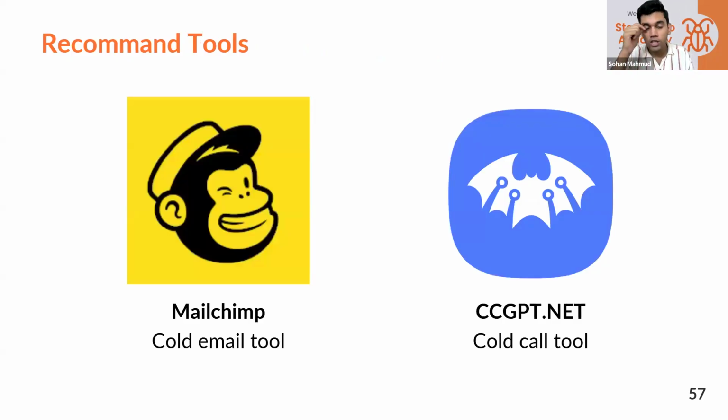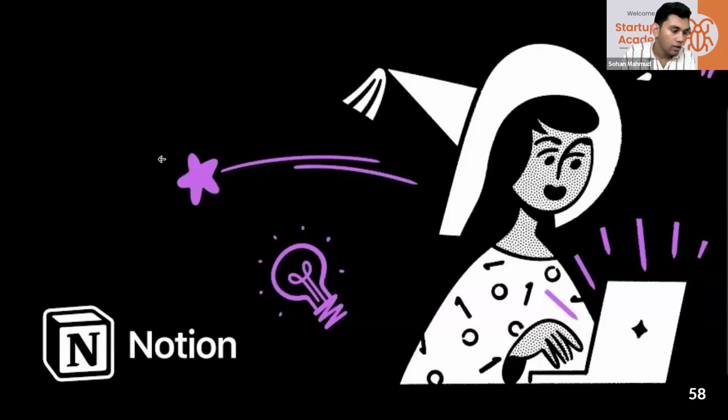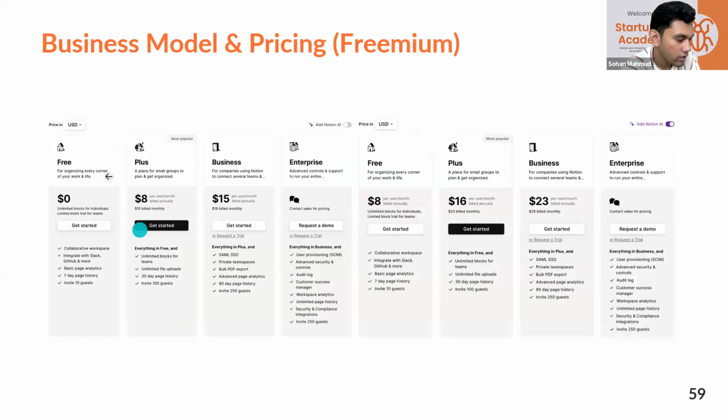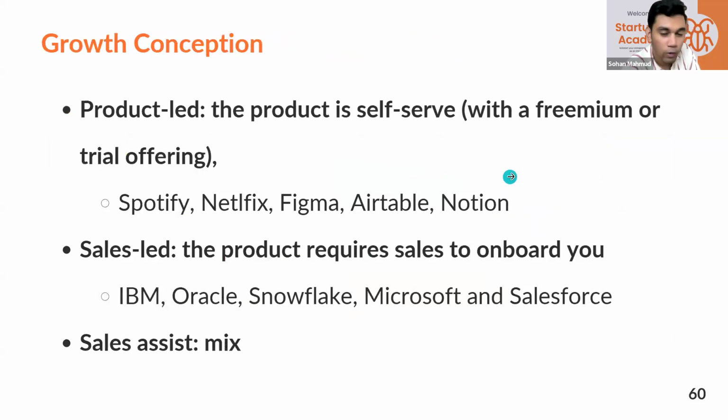I think I mentioned the recommended tools for cold email. One of them is MailChimp. You can use MailChimp, and ccgpt.net is also a cold call tool. I think this is more AI-based, but MailChimp is the most used one for emails in the industry. I think I already talked about Notion, so I'm not going to go into Notion. You can see their pricing strategy now and then beforehand. I will provide you the slides.